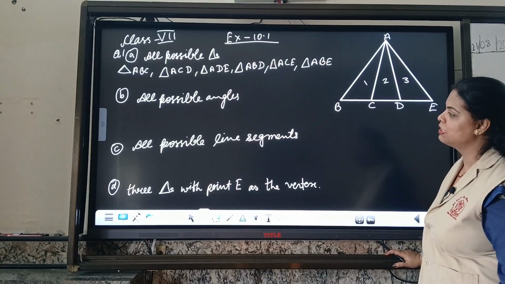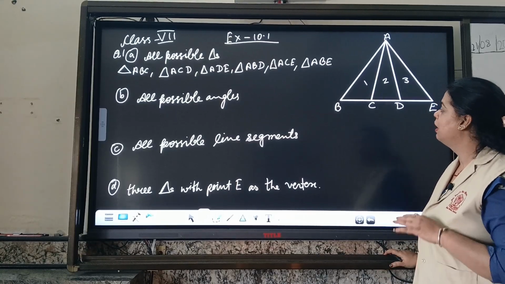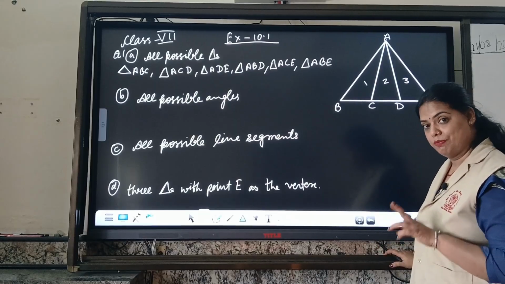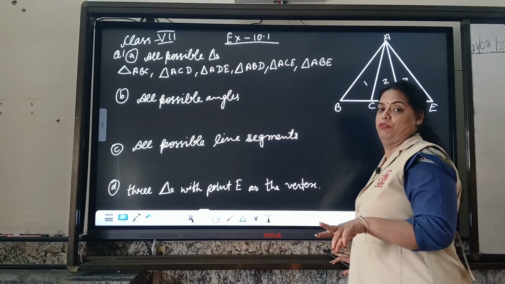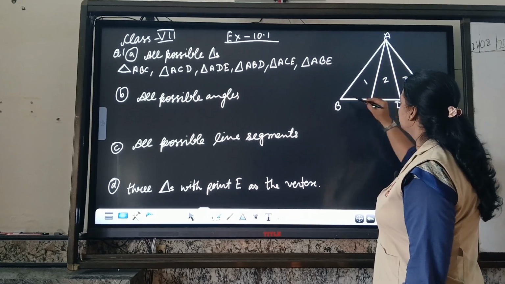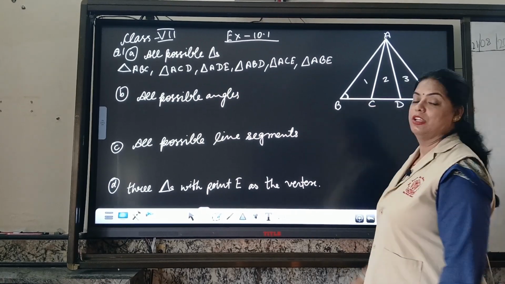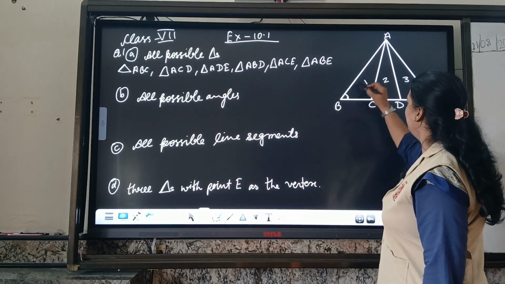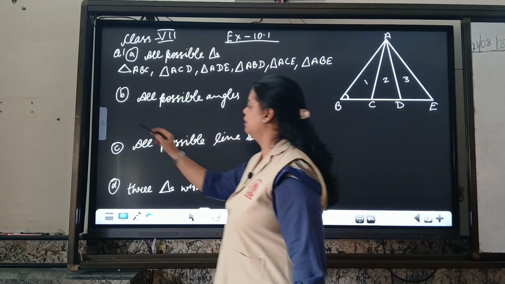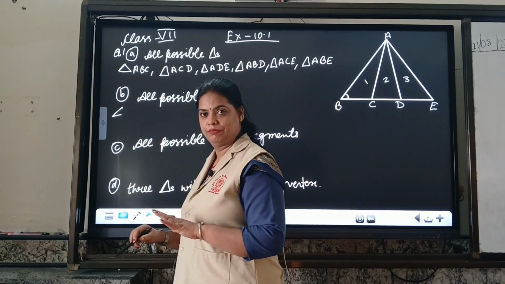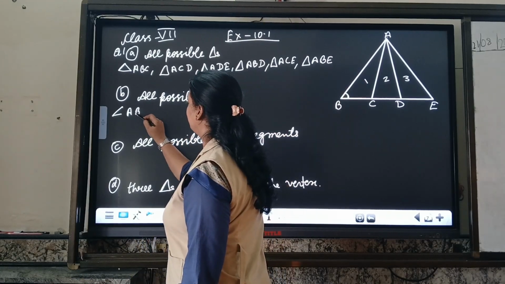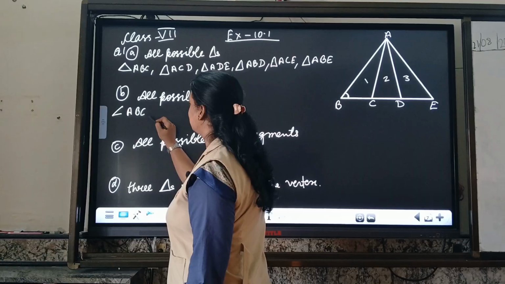Now moving towards all possible angles. Angles means the angle which you want to highlight must be in the center of the other two alphabets. Suppose I want to talk about ABC, I want to talk about angle B. So it is covered by vertex A and vertex C. So I will write the symbol of angle and ABC, with B in between A and C.